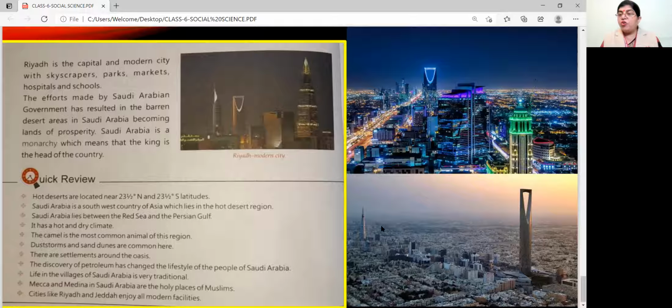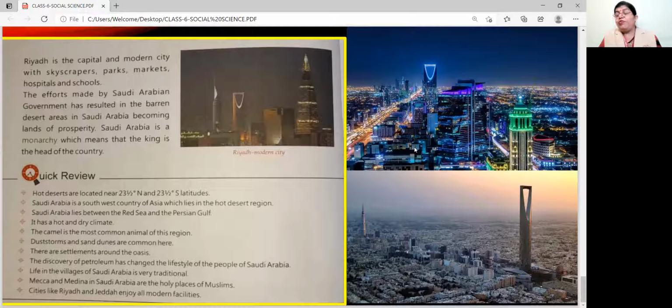The discovery of petroleum has changed the lifestyle of Saudi Arabia. Yes. They are complete big cities. Just see in this image. Huge skyscrapers. Can anyone say that's a desert area? No. See how they've changed. How the government of Saudi Arabia has changed each and everything.